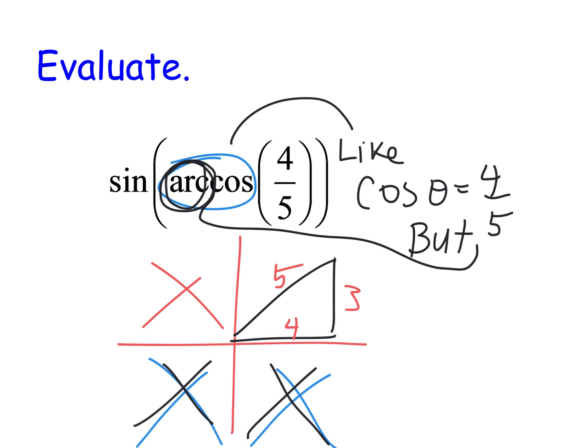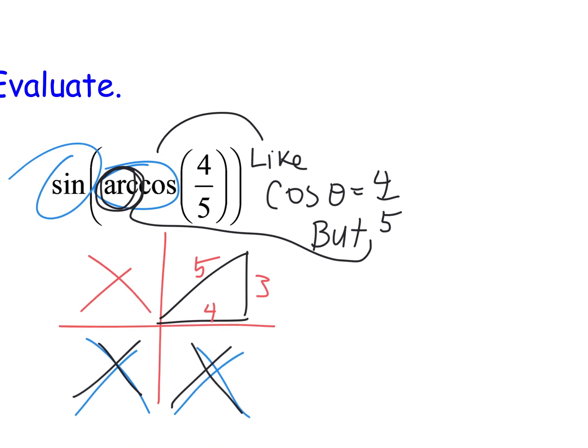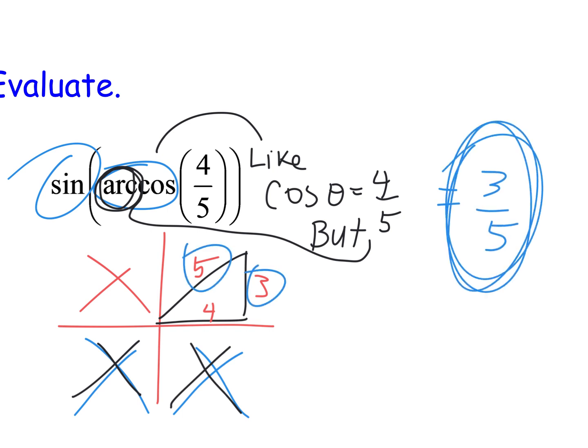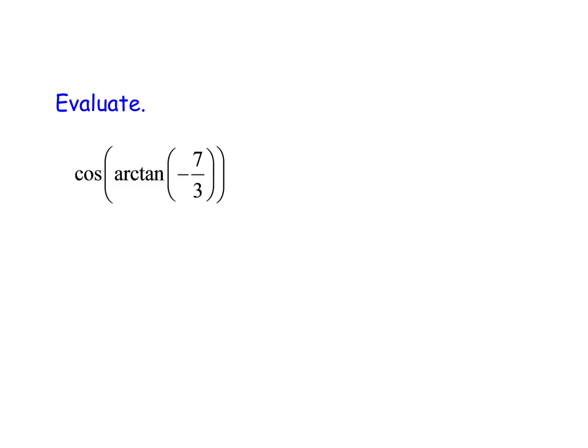No. Jaden, finish it off. Sine of it. So its final answer is opposite over hypotenuse. 3 over 5. Who had 3 over 5 before she even said it? Okay. All right, moving on to the next one.